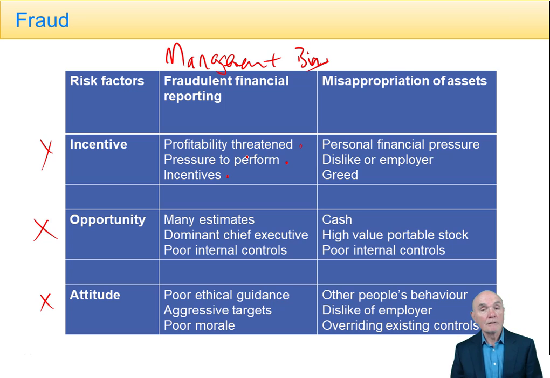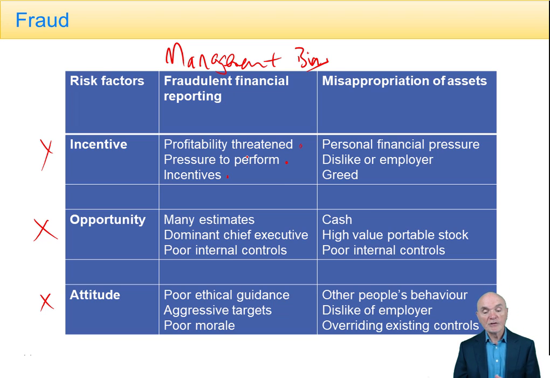Where you dislike your employer and you think, well, I'll get my own back. And just good old-fashioned greed. You don't actually need the money, but you quite like the money. Opportunities: cash, high value inventory, particularly portable inventory like jewelry, laptops, which are high value, portable, non-current assets. Again, we've got poor internal control.